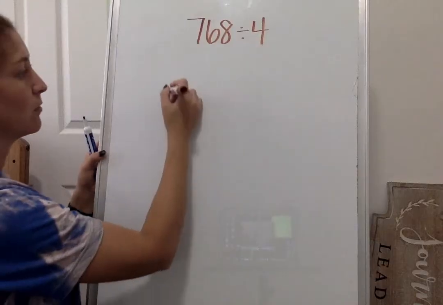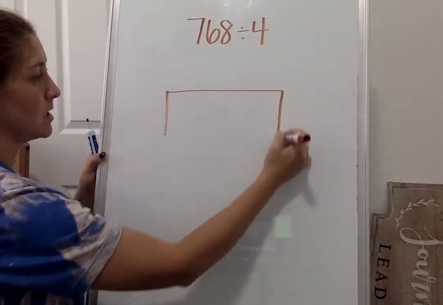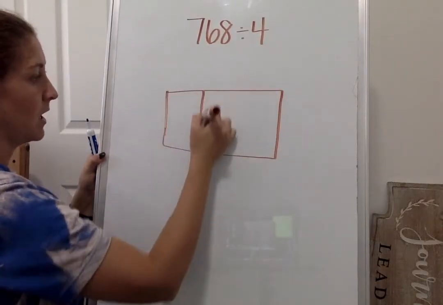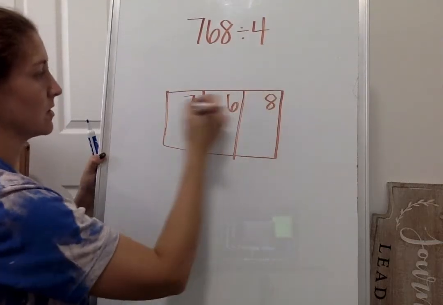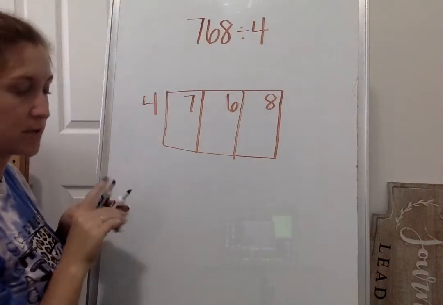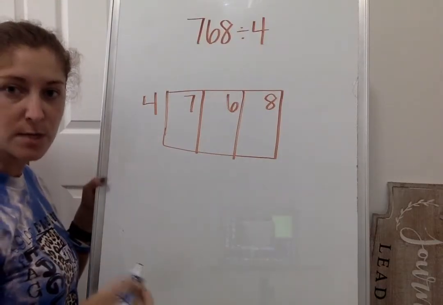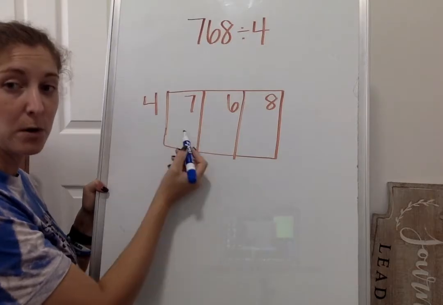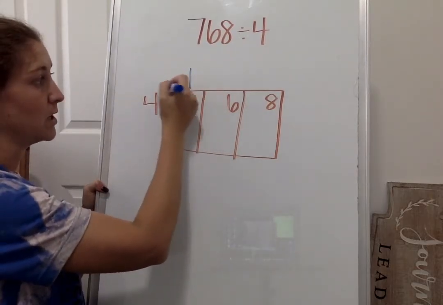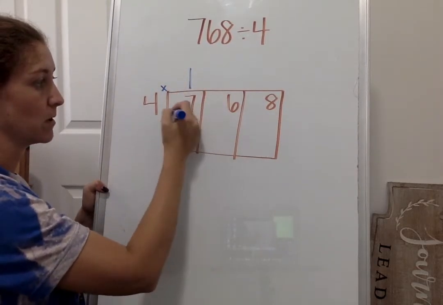So in 5th grade, we're going to show you the box method. And you're going to set it up just like this. 768 goes on the inside, 4 goes on the outside. First thing I have to ask myself is, how many times can 4 go into 7? I know that 4 can go into 7 one time because 1 times 4 is 4.